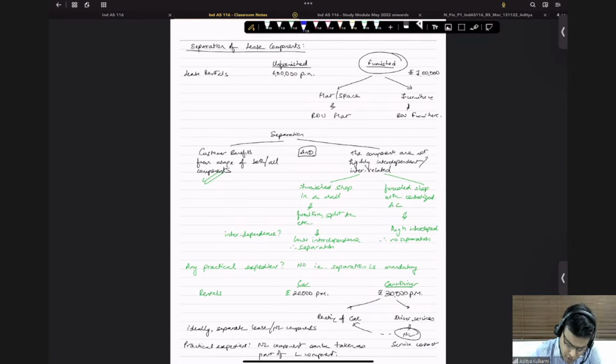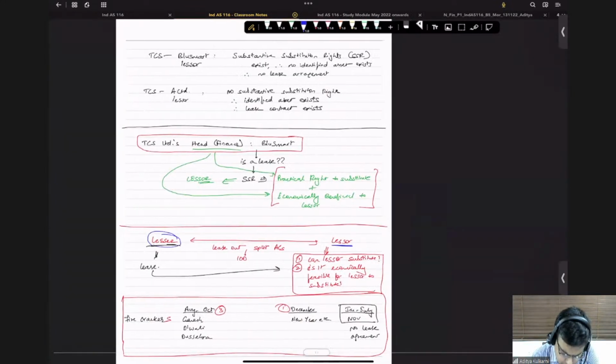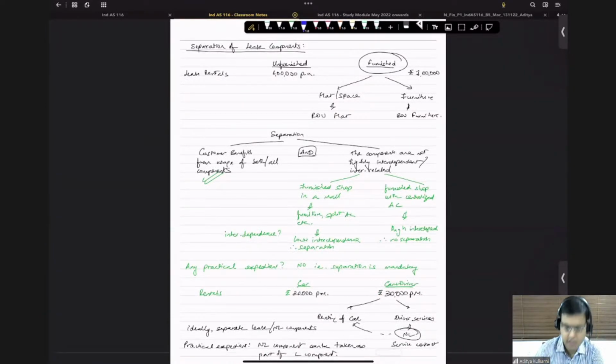Then we had moved on to discussing separation of lease components. So it is quite possible that you may get a component, you may get a lease contract. For example, a furnished flat. Now, a furnished flat will contain two assets. One is the furniture and fixtures which are there, and the other one is the space that you have obtained.